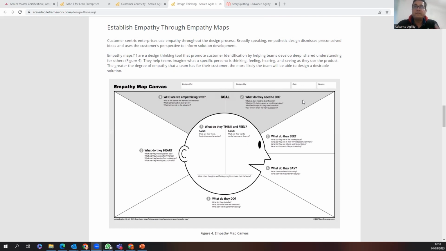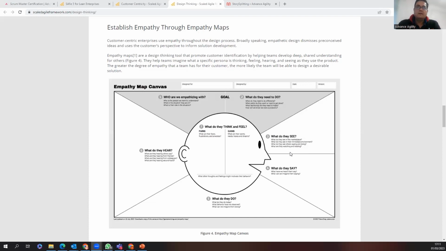What do they need to do differently from other people? What job do they need to get done? And how will we know we are successful in helping them? Another question we ask is, what do they see? What do they see in the marketplace? What do they see in the immediate environment that they are living in? What do they see others saying and doing? And what are they watching and reading?